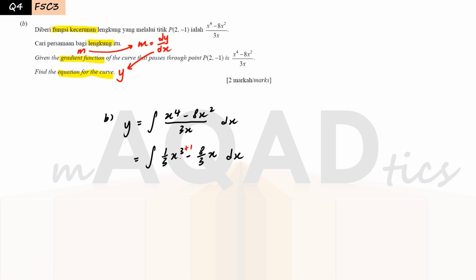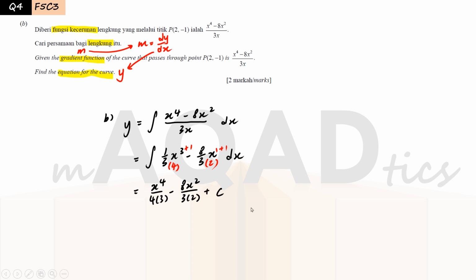So adding 1 to the power, and I'm going to divide with the new power, so 3 plus 1 is 4, and we'll get something like this. And here we have already power of 1 here, so we add another 1 here, so new power is 2, and I'm going to divide with the new power. So divide 2 to get this result. And since we don't have the limits here, we are going to add c.